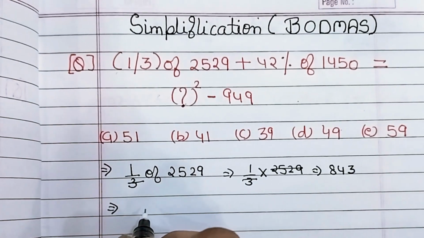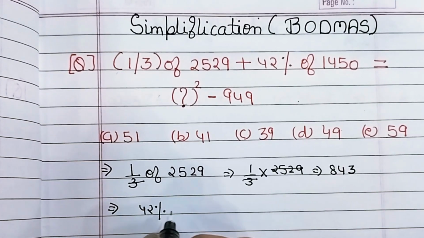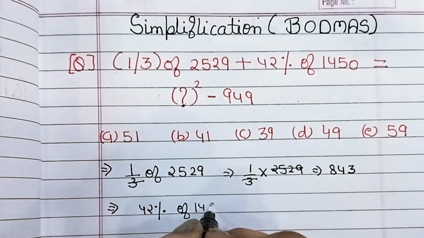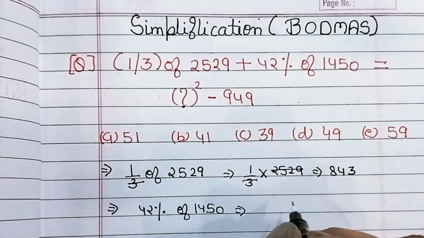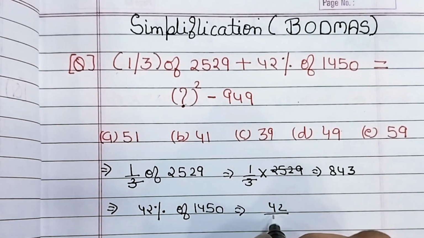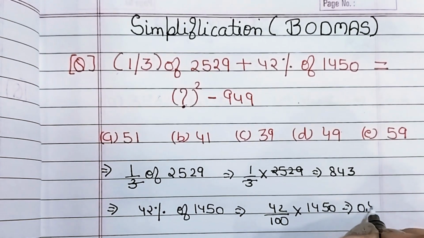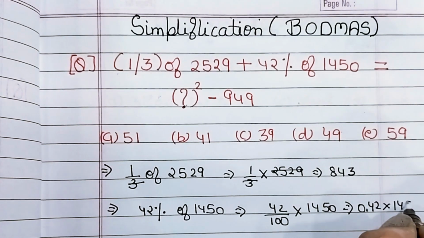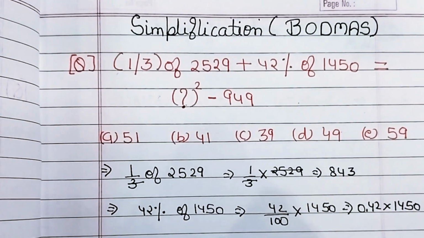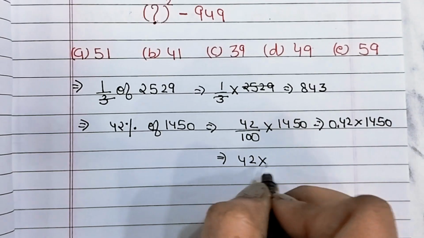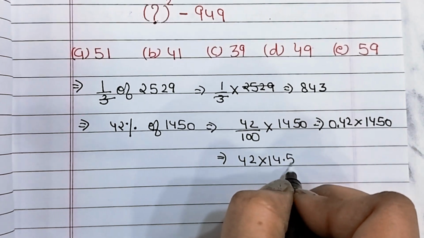So step 2 says 42% of 1450. So we can write it like 42 upon 100 multiply 1450. It will become 0.42 multiply 1450. Now you can easily multiply 42 multiply by 14.5.